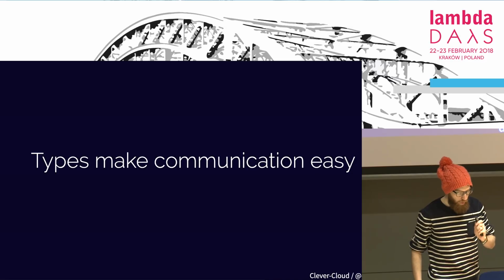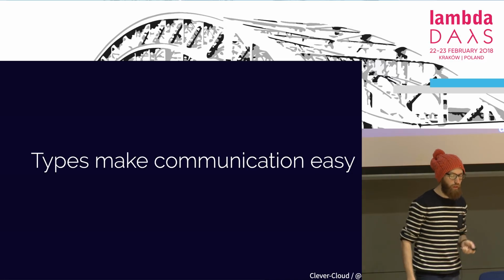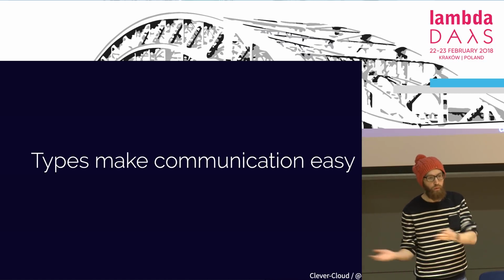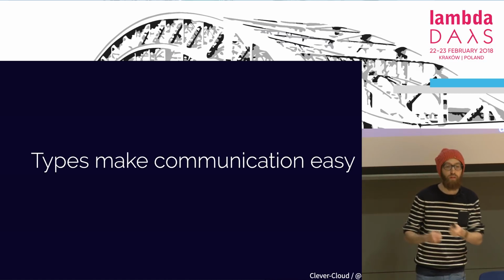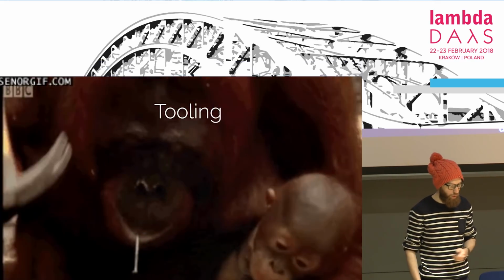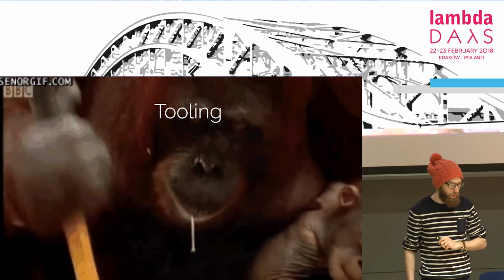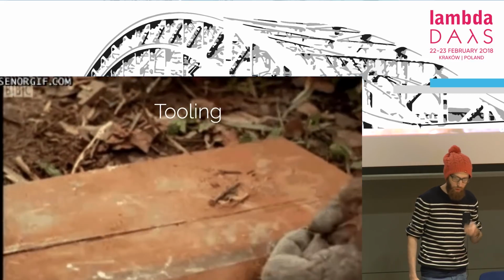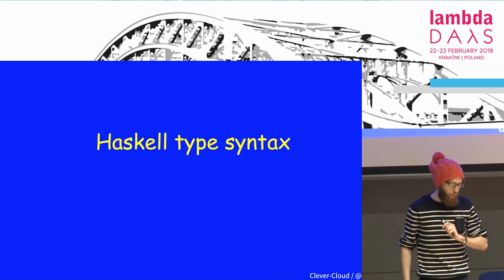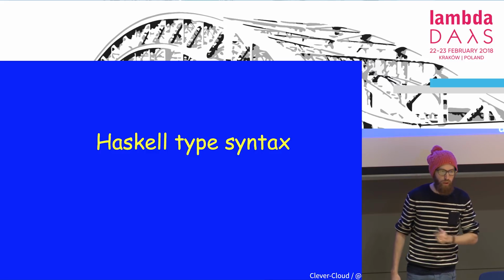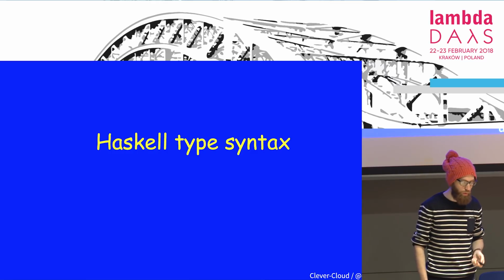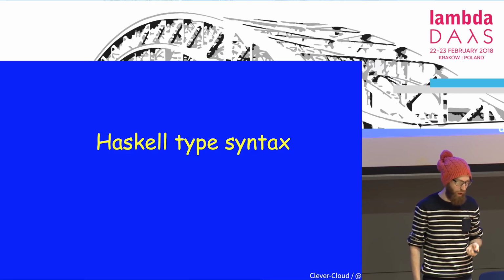So, types are cool because they make communication easy. Of course, with machines. When we compile a program, we're talking with the compiler, and types are a really powerful language to discuss with the compiler. It's also good with tooling because the compiler knows stuff. So you should really learn Haskell type syntax because it's a really simple syntax which allows you to describe types.